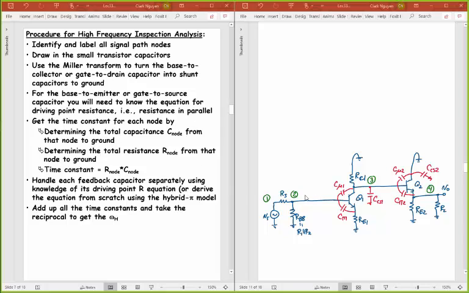Then you get the time constant for each node: one for node 2, node 3, and node 4. Then I have to handle each feedback capacitor separately using its driving point resistance equation, which I have memorized. Then you add up all the time constants and take the reciprocal, and that gives you omega h. This is what we'll do in the next lecture.